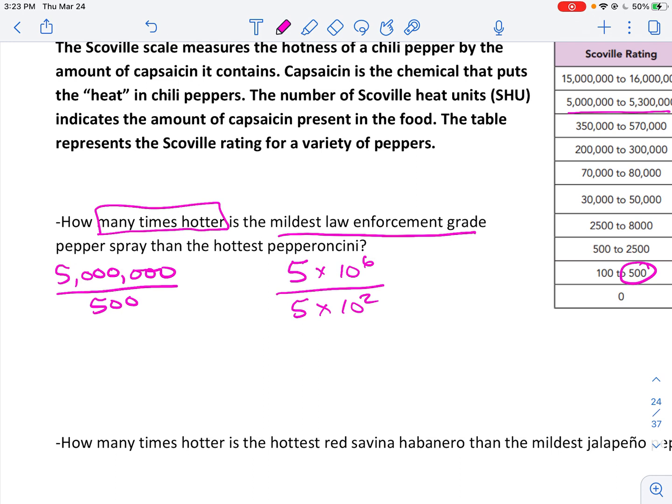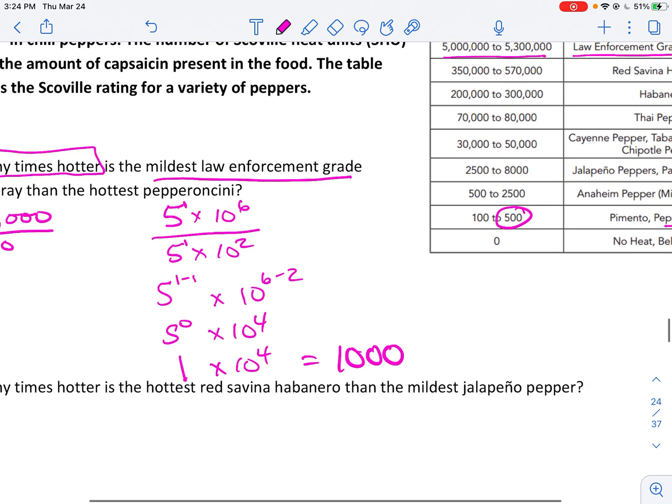Okay, so this has an exponent of 1, this has an exponent of 1. 5 to the 1 minus 1 times 10 to the 6 minus 2. 5 to the 0 power times 10 to the 4th. Well, what's 5 to the 0 power? 1. So that's the same thing as saying 1,000. So 1,000 times hotter.